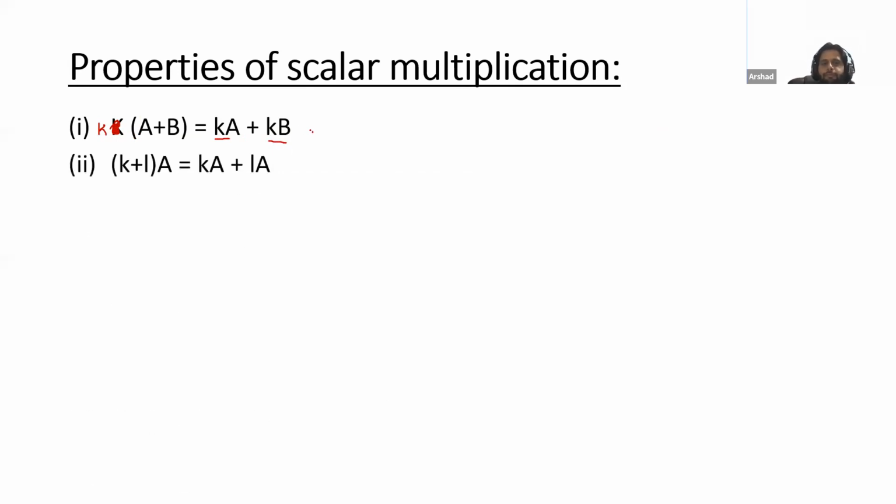Next is properties of scalar multiplication. First property, this is a small k. If K is multiplied with A plus B, there are two matrices A and B in a bracket. Multiplying this with K, K will get multiplied individually with both the matrices, and these two can be added. Next, suppose we have two scalar quantities K and L. If these two are added and multiplied with A, this will be equal to KA plus LA.